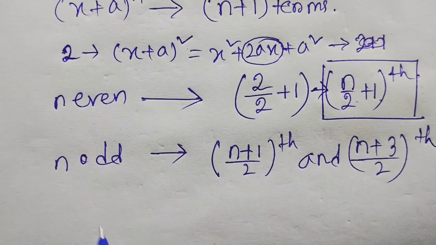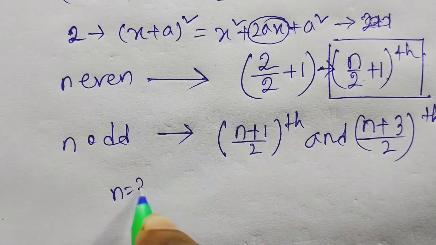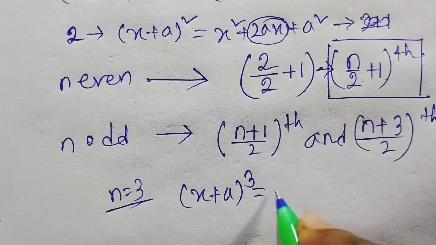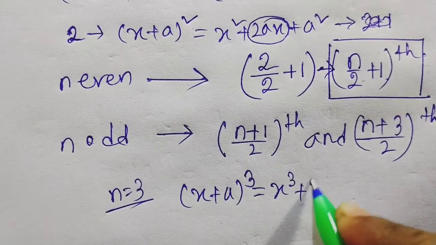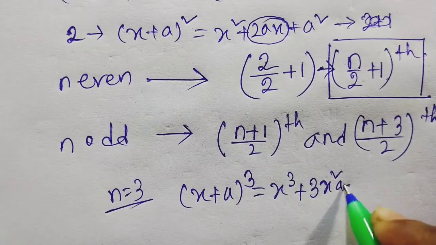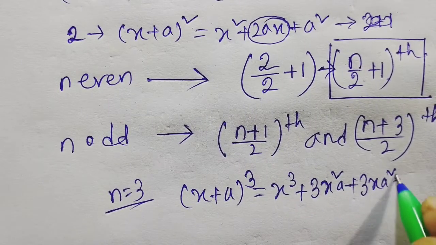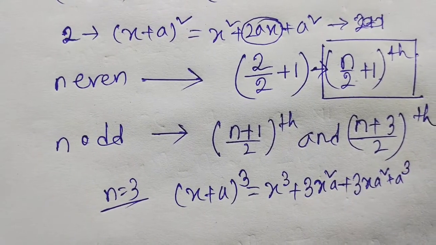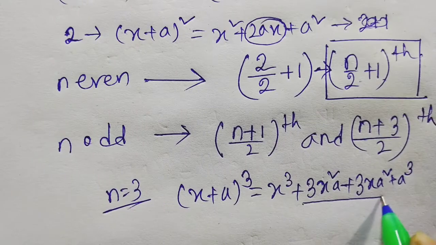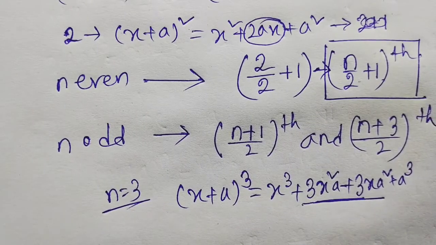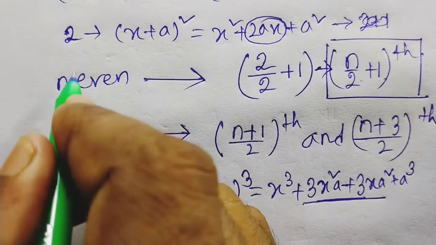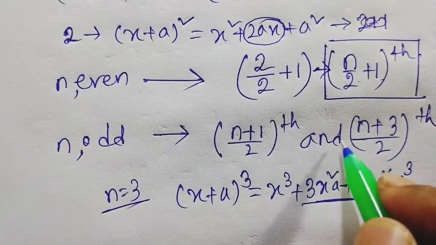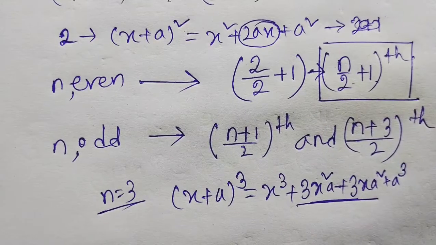How? Just check. When we take n is equal to 3, the formula of (x plus a) whole to the power 3 is x cube plus 3x square a plus 3x a square plus a cube. So just tell me, how many middle terms here? Here are the middle terms, these 2. Okay, so for n odd there are 2 middle terms: (n plus 1) by 2th position and the other (n plus 3) by 2th position.